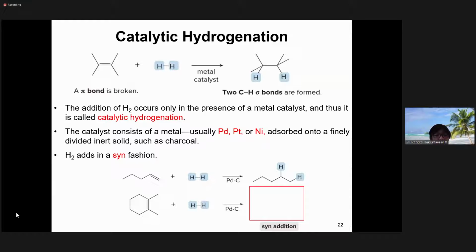For the terminal alkene, you won't see any difference in the product from syn or anti addition, because the terminal alkene has two hydrogen atoms here. So you cannot really tell whether it's syn or anti. But on this molecule, the cyclic alkene with two methyl substituents, you can see that the product from syn addition will give you the cis compound of dimethylcyclohexane here. Okay.